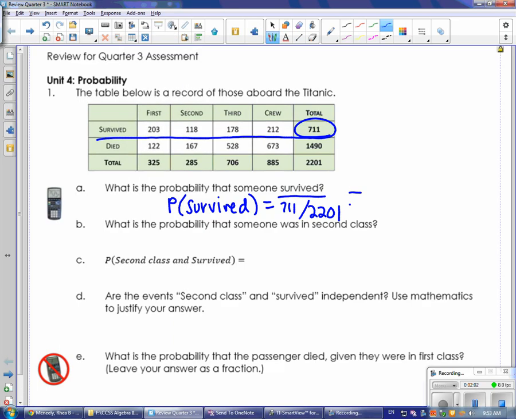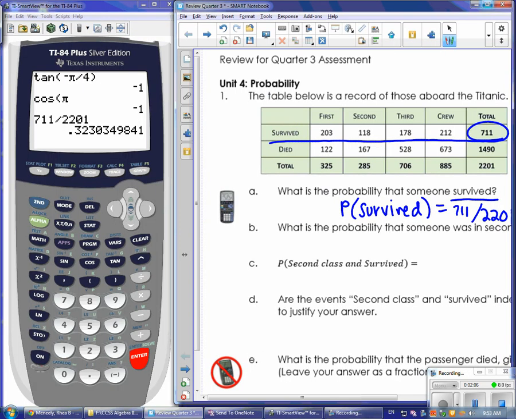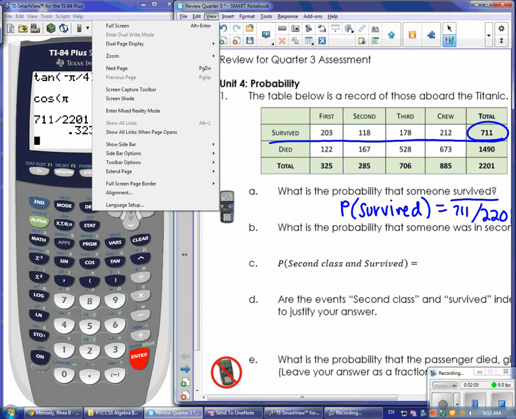I'm going to give it, and actually let me go ahead and just adjust the screen here so that you can see the calculator at the same time.